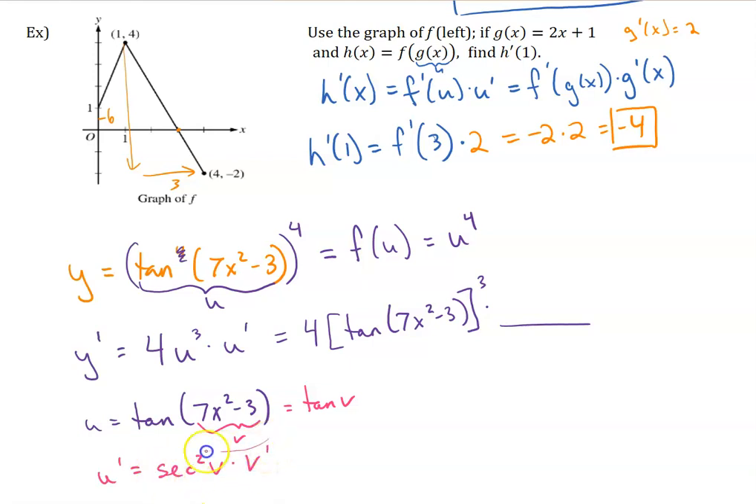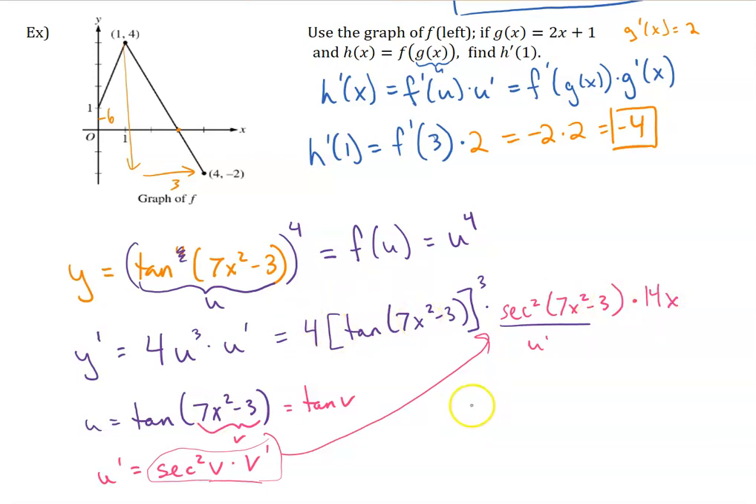And so now I can put this in terms of x into this spot right here where u prime goes. So that's going to be secant squared of 7x squared minus 3, and then times v prime, which is the derivative of the innermost part, which is 14x, okay? And then that all together is our final derivative. I'm going to move the 14x to the front. So we'll have 4 times 14 is 56x times tangent of 7x squared minus 3 cubed times secant squared of 7x squared minus 3.